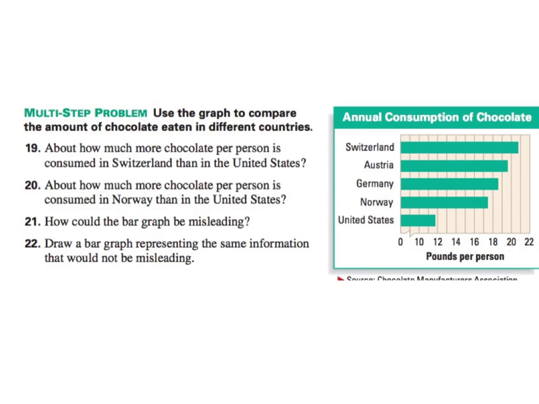Alright, so now we know how the bar graph can be misleading. We're not going to draw another bar graph. But the way you could make it misleading is taking out that gap and going 1, 2, 3, 4, 5, or 2, 4, 6, just going like that. Simple. So we know all of our answers.